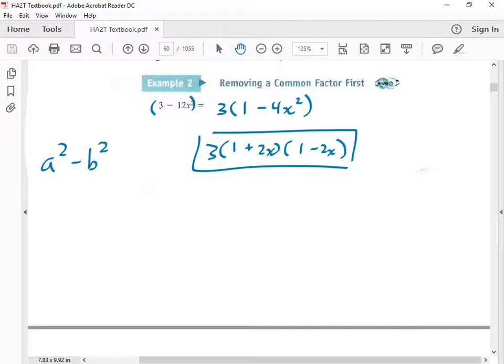Oh, but what if I did switch it? It looks weird. All right, if you did switch it, it would look like this. 3, then you have a negative 4x squared plus 1. Now, if you just took out a positive 3, that's what it would look like. But what if you took out a negative 3? It would look like this.